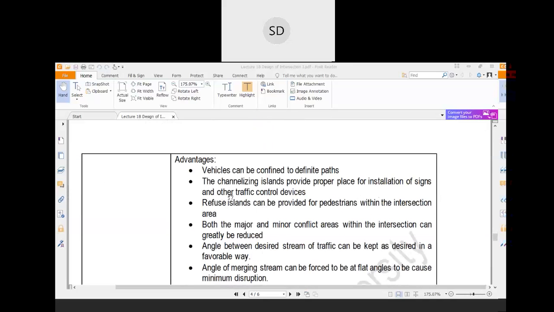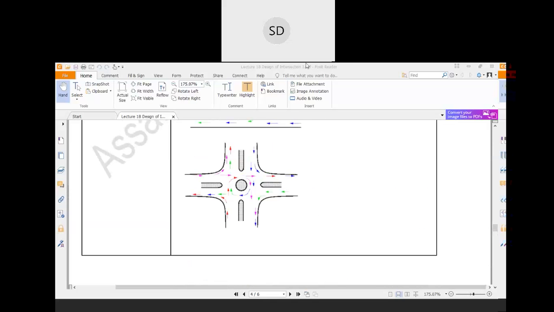Then a refuge island can be provided for pedestrians within the intersection area. Suppose pedestrians want to cross the intersection. So suppose here the vehicle movement is stopped. So the pedestrian can cross the area and stop over here, looking for the opportunity to cross that portion of the road. So this island can be used as a refuge for the pedestrians.